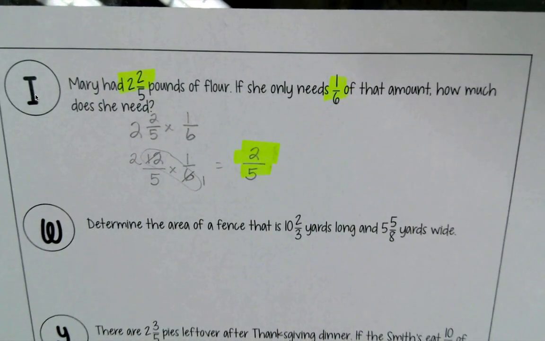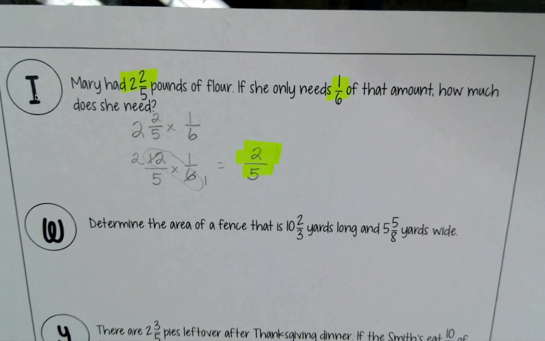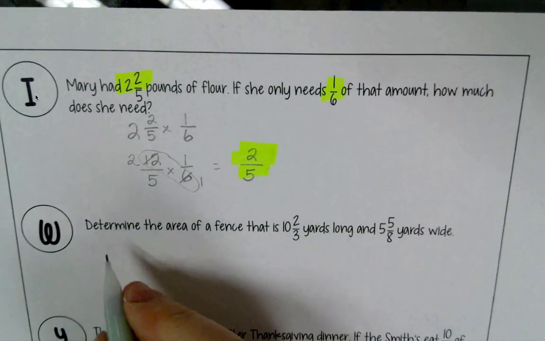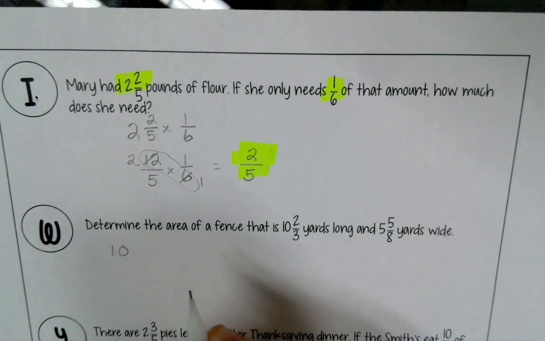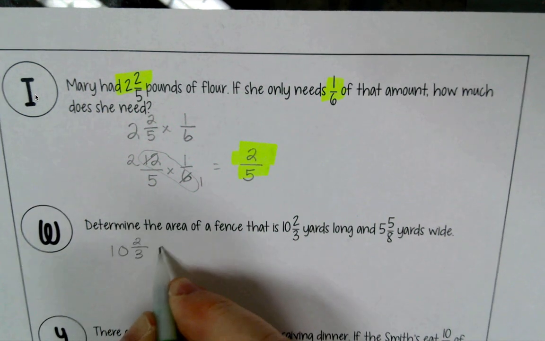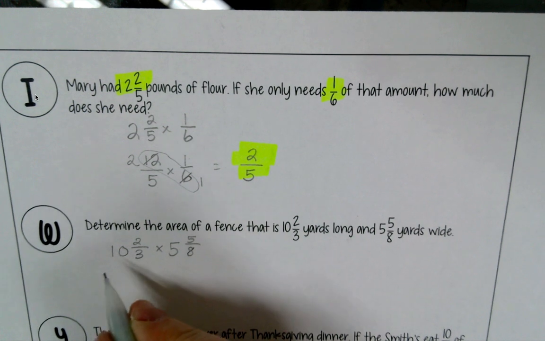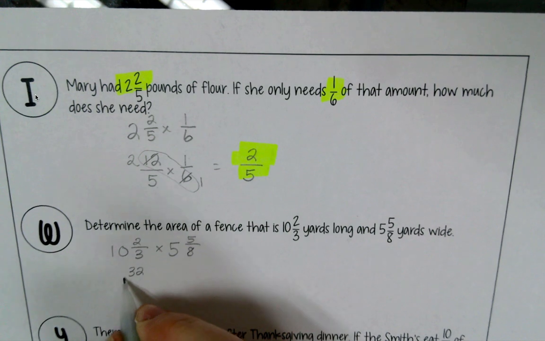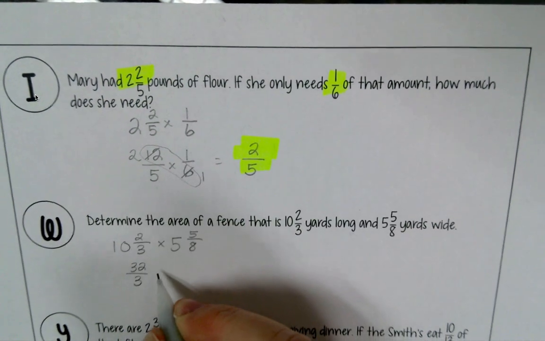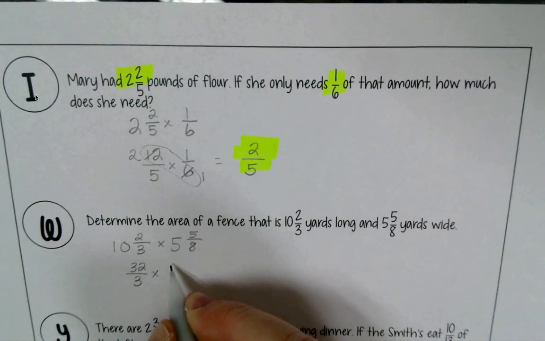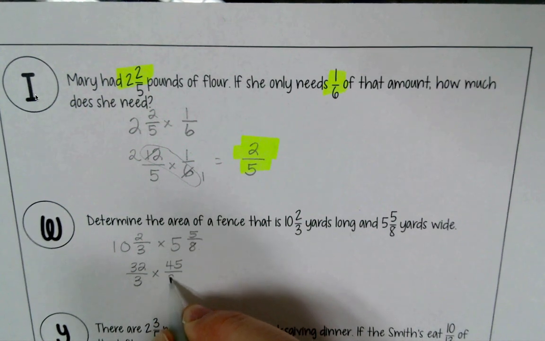And then the we do, determine the area of a fence that is 10 2/3 yards long and 5 5/8 yards wide. So we're going to multiply length times width. So now I have 10 2/3 times 5 5/8. 10 times 3 is 30, plus 2 is 32. So 32 over 3 times 8 times 5 is 40, plus 5 more is 45 over 8.